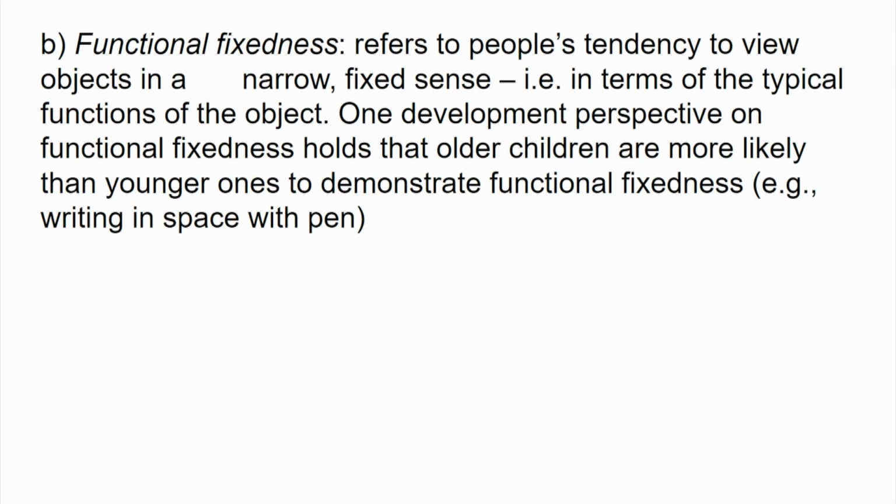Another factor which is of importance in terms of representation and solution to the problem is something called functional fixedness. What does it mean? It refers to people's tendency to view objects in a narrow fixed sense, in terms of the typical functions of an object. So, in functional fixedness, we just look at something in a particular manner. A spoon, for example, is looked at only as a spoon, something for eating.